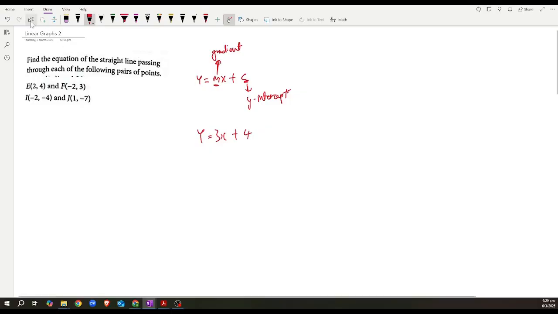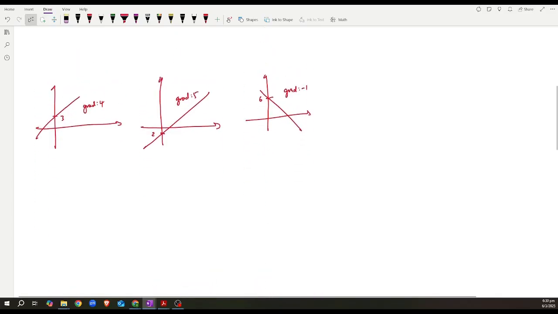Let's look at a few easy examples. Let's say you are given this kind of graphs, and then you're asked to find the equation of the line. For the first graph, you're told the gradient is 4, so straight away you can write y equals 4x plus c. c represents the y-intercept. The y-intercept is this point here, where the graph cuts across the y-axis. Okay, that's known as the y-intercept. So if it cuts at 3, straight away you can write the equation as y equals 4x plus 3.